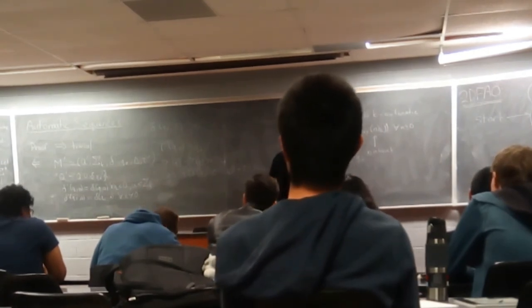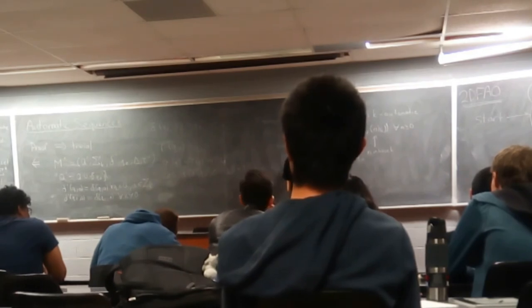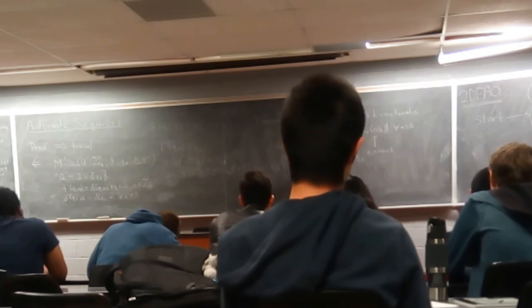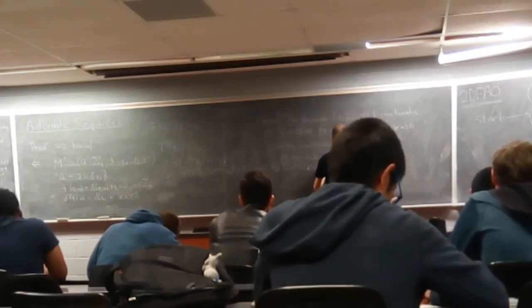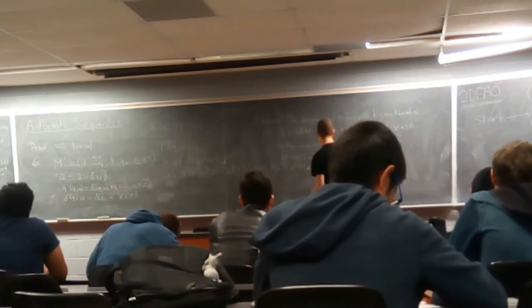Okay? And that is just going to be equal to tau prime of delta prime of q0 and n in base k. Proof.